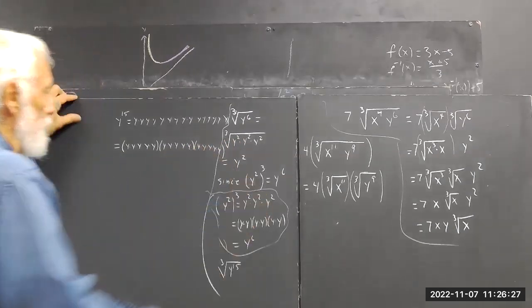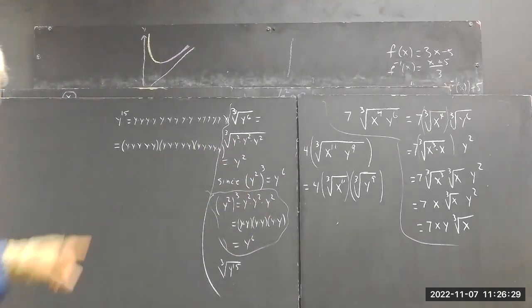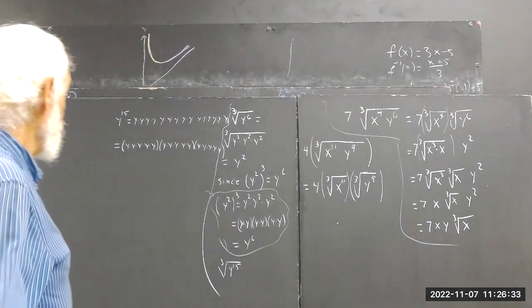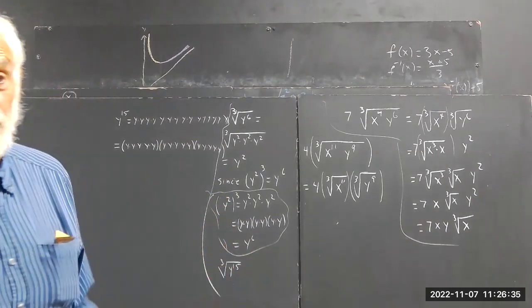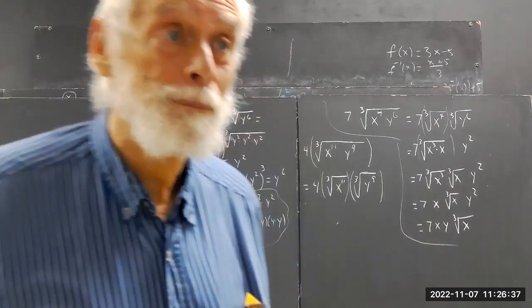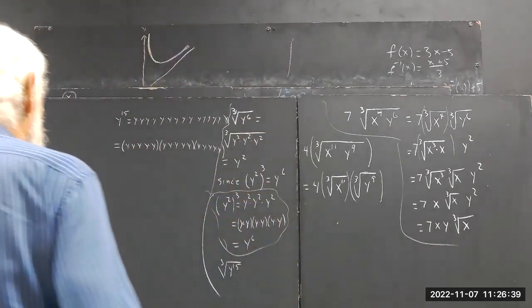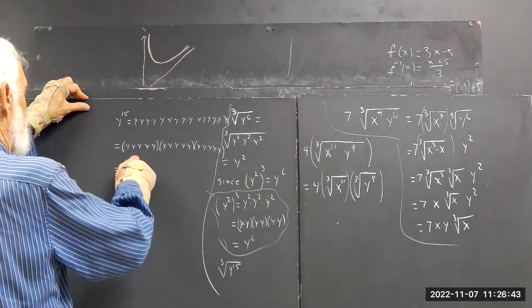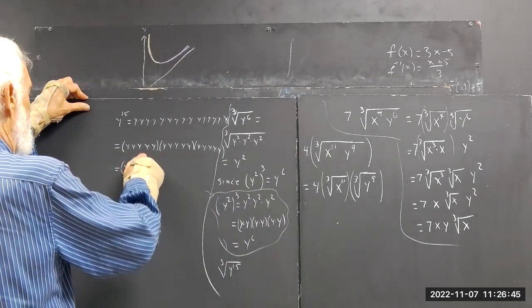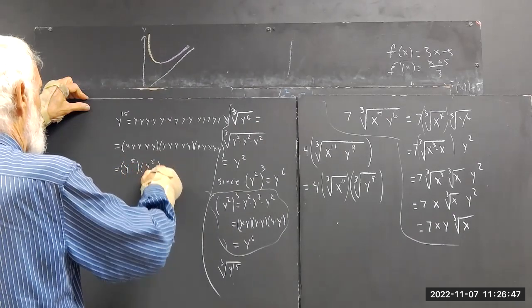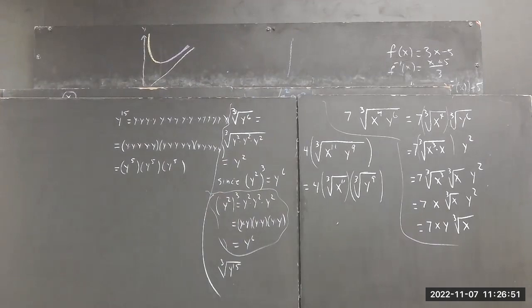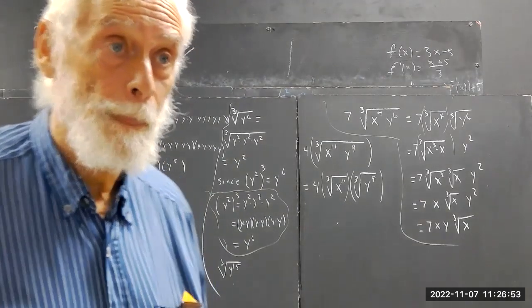Okay. Okay. So you understand what I did there? I just put parentheses around some of those. Okay. Well, what is this? That's y to the fifth times y to the fifth times y to the fifth, right?